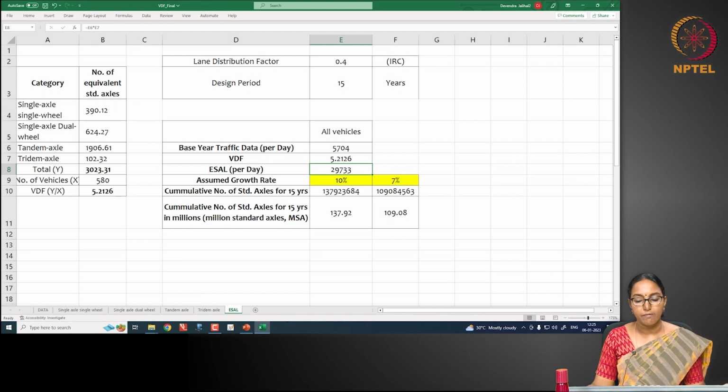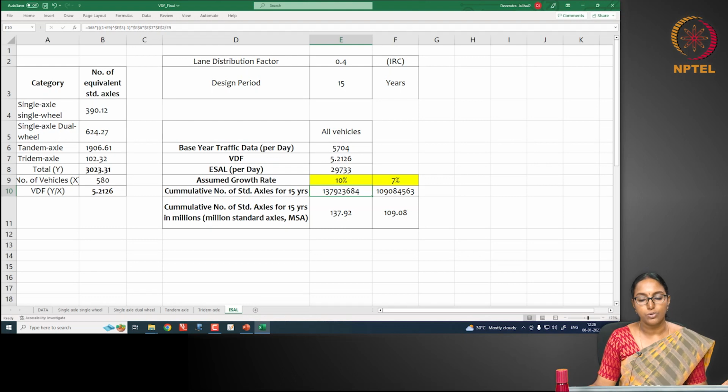Okay. Now, once you get the e-cells, now it has to be projected to the future. Now the thing is, you can't use different growth rates for the different classes of vehicles. You have to choose only one growth rate for all the vehicles put together. So let us assume that the maximum of 10% is the growth rate, and you apply the growth factor, which is 1 plus r raised to n minus 1 by r, and multiplied with the e-cells per day into 365 into the lane distribution factor will essentially give you the cumulative number of standard axles for 15 years. Okay. And divided by 10 raised to 6 will give you the value in million standard axles. You see that it is 137.92 MSA or million standard axles.